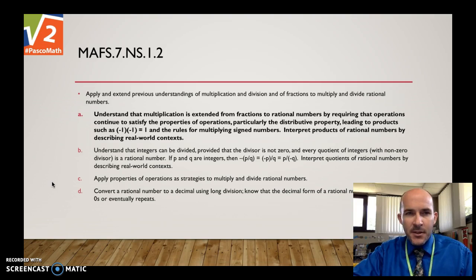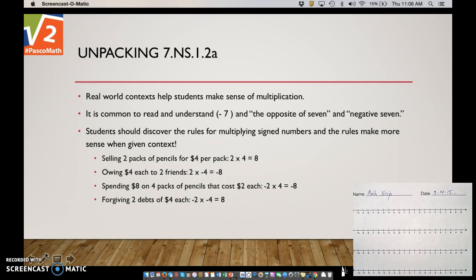Interpret products of rational numbers by describing real-world contexts. So when unpacking the standard 7.NS.1.2 Part A, we need that real-world context to help students make sense of multiplication. It's common to read and understand -7 as the opposite of 7 and -7 interchangeably. Sometimes the opposite of 7 helps students make sense given a context. Students should discover the rules for multiplying signed numbers, and the rules make more sense when given context. So let's go through some context for the rules of multiplication that help students discover.